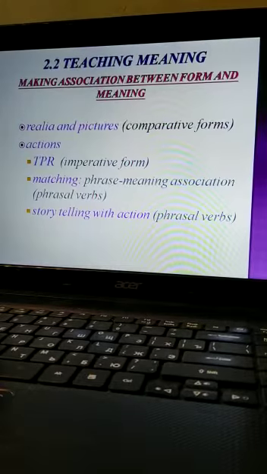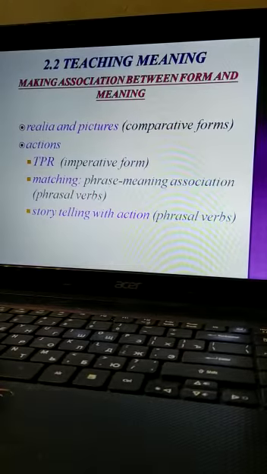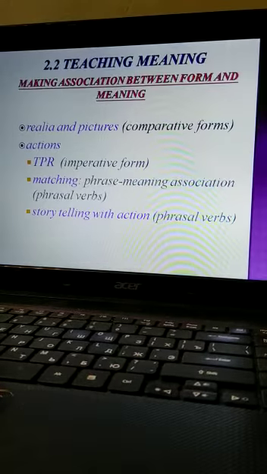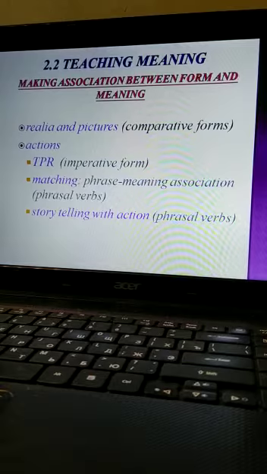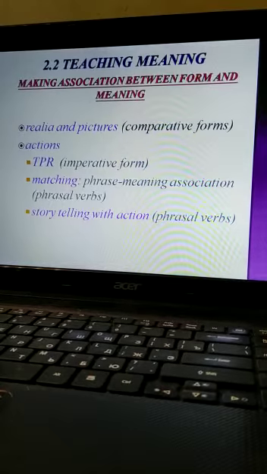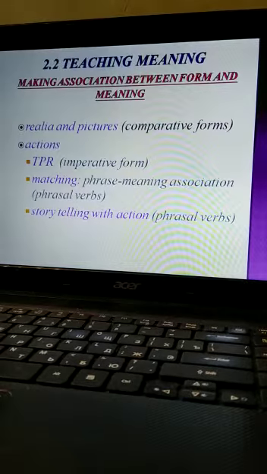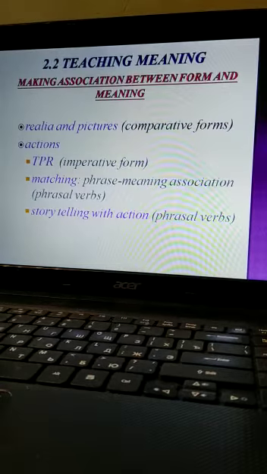And what does it mean, teaching meaning? Making association between form and meaning. Reliance on pictures, comparative forms, actions, imperative form, matching phrases with meaning, association, phrasal verbs, storytelling with actions, phrasal verbs.